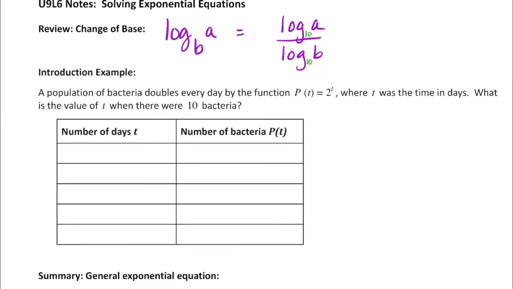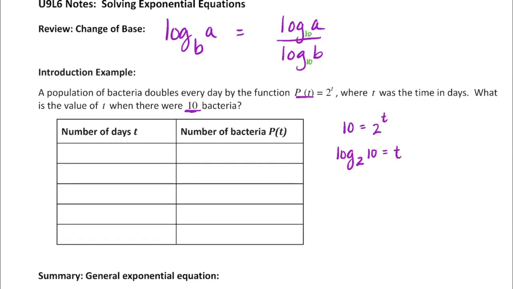All right, so we're given some information. We're given that 10 is the number of bacteria. That would be our P of t, the total amount at the end. What we're searching for is t. So I could go ahead and plug in the 10 for P of t and then find t. Now, remember, whenever your variable is the exponent, you're going to need to use log. So you're going to change from exponential form to log form. So let's do that. This will be log base 2 of 10 equals t.